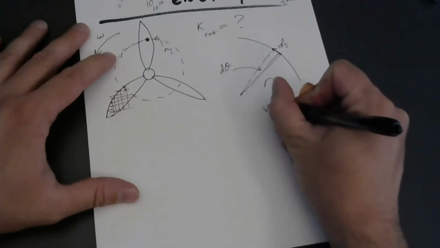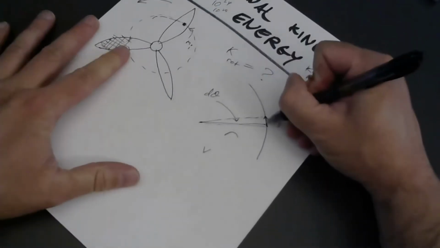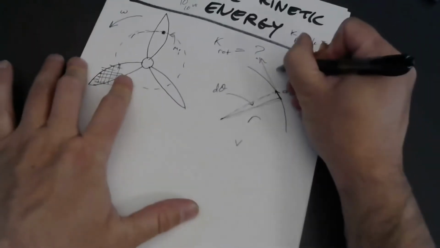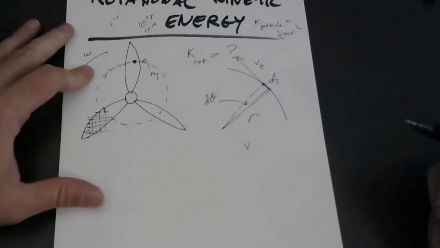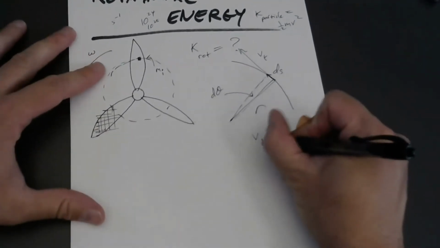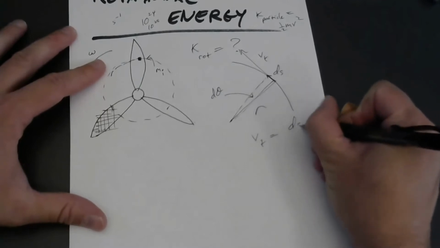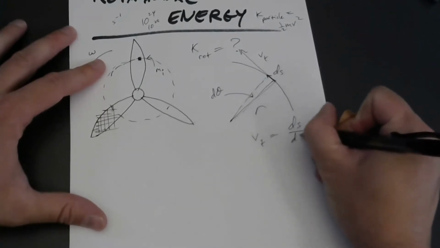Well, you should know these formulas by now, but the velocity, and your book calls it tangential velocity, that velocity would be the ratio of arc length to time, right?